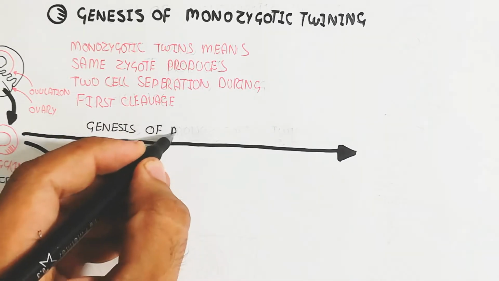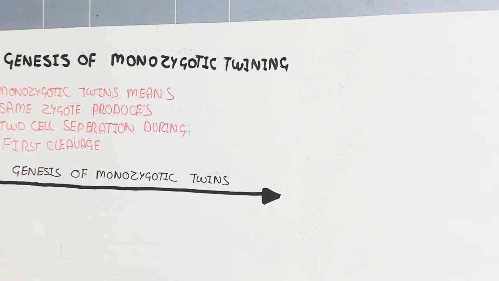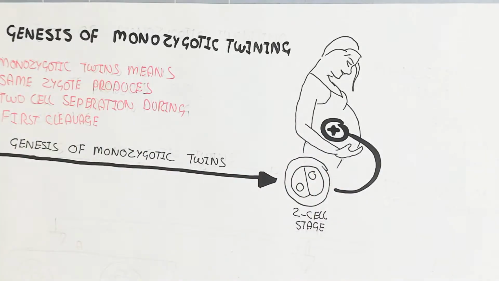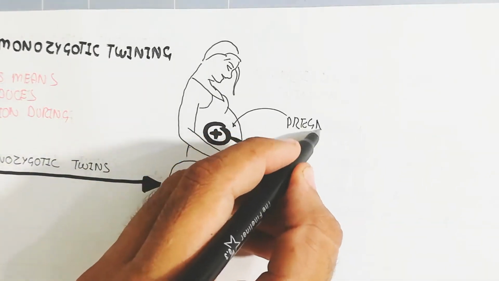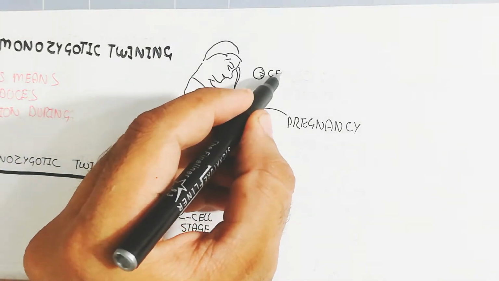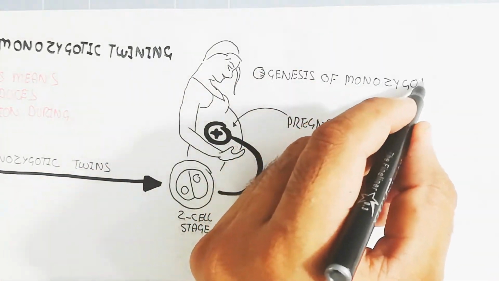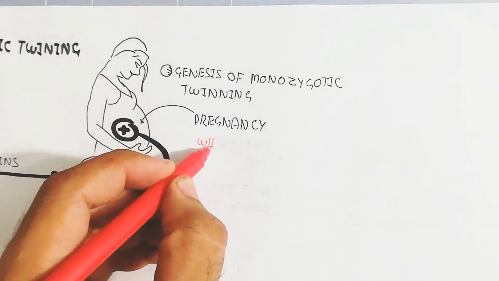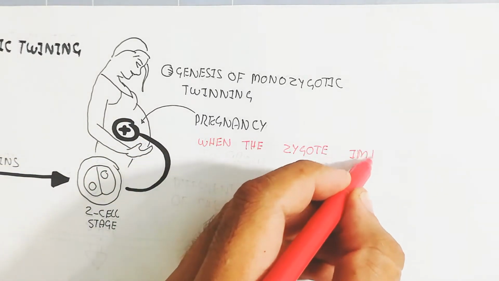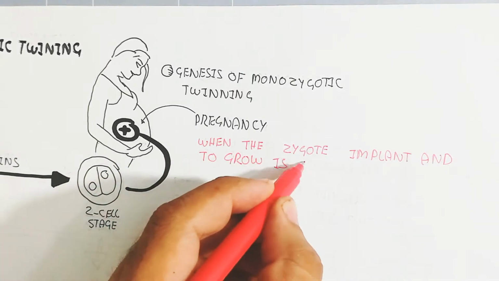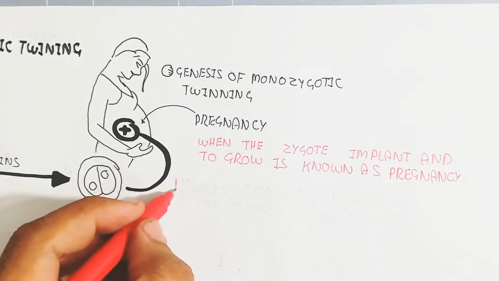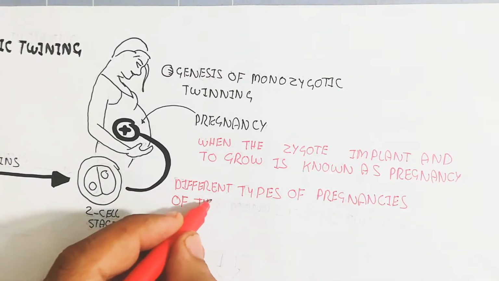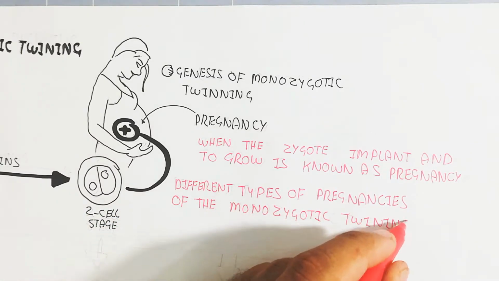Anyhow, let's begin to understand the genesis of monozygotic twins. After the first cleavage, the two cells separate and divide, and in this way the pregnancy will occur. After this, the genesis of monozygotic twinning will occur. When the zygote implants and grows, it is known as pregnancy, and the different types of pregnancies of monozygotic twinning will occur. In this video we are just understanding the genesis of monozygotic twinning and their different conditions.